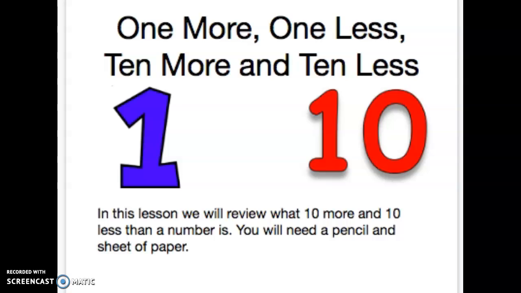1 more, 1 less, 10 more, and 10 less. In this lesson, we will review what 1 more and 1 less of a number is, as well as what 10 more and 10 less of a number is. You will need a pencil and a sheet of paper for this lesson.